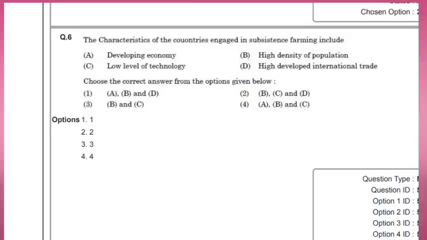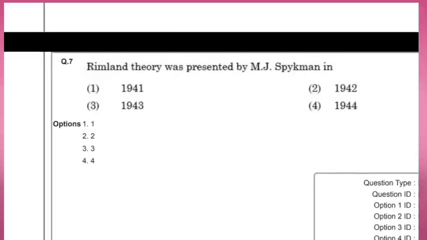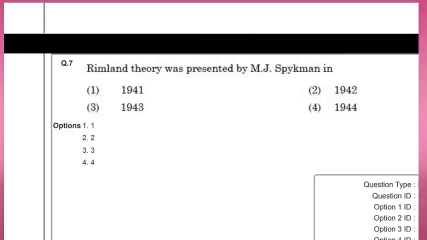Next question: The Rimland theory was presented by N.J. Spykman in... option 2, 1942. In 1942 the Rimland theory was presented by N.J. Spykman. Correct answer is 2.